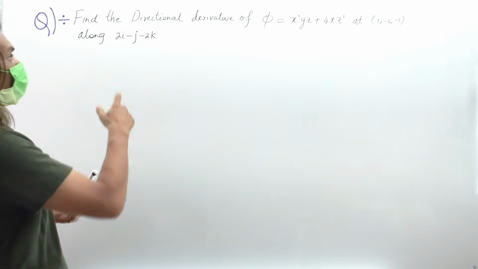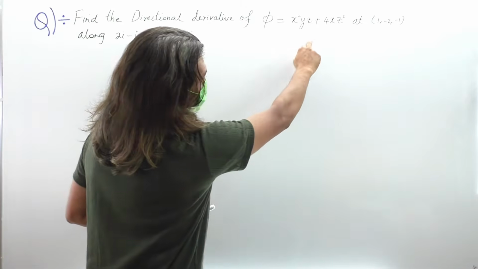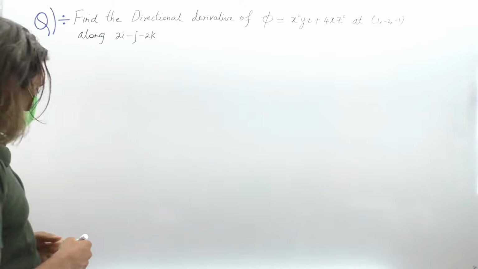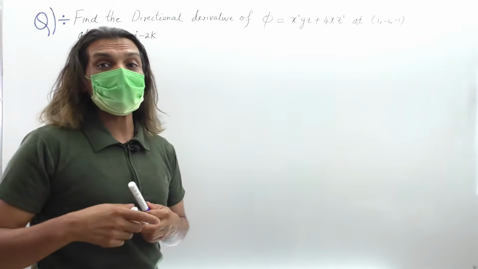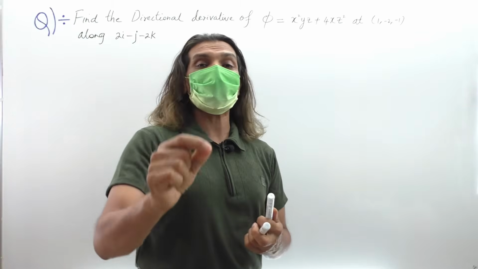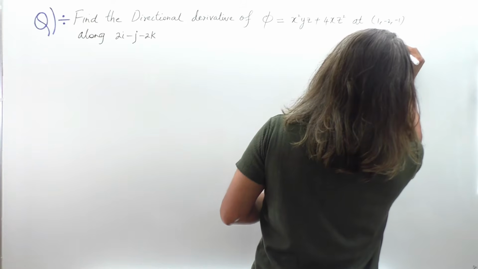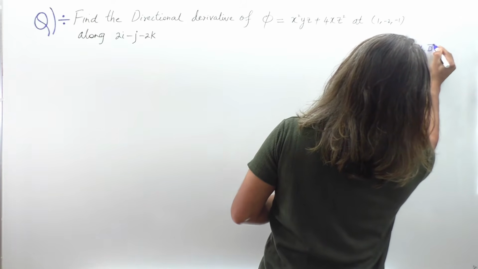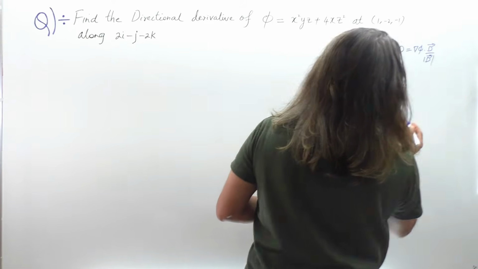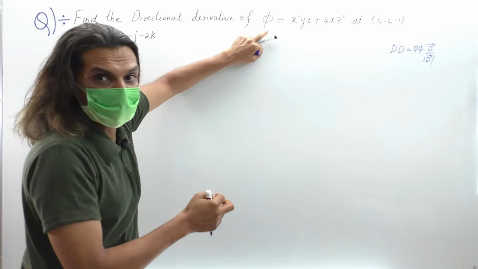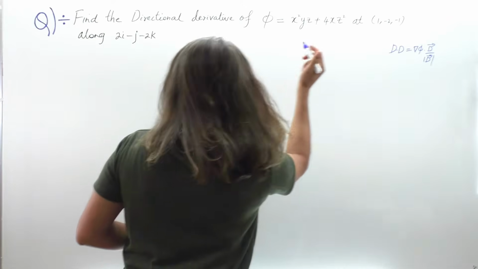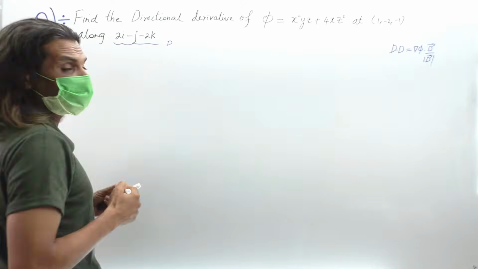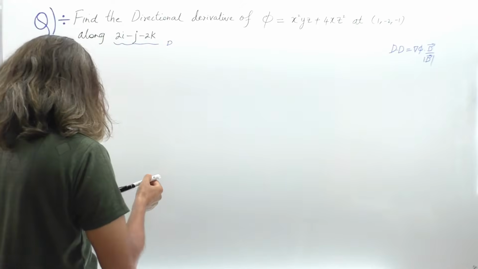So the question here is, find the directional derivative of phi is equal to x square yz plus 4xz square at (1, -2, -1) along 2i minus j minus 2k. See, if you see the previous videos, I had given the formula for directional derivative. That is, the directional derivative along any direction d is given by del phi dot d vector by modulus of d vector. Here we have this phi, the function or the surface, and the direction is this along. So whatever they give, d is nothing but the direction d vector. Okay, so they have given the direction here.